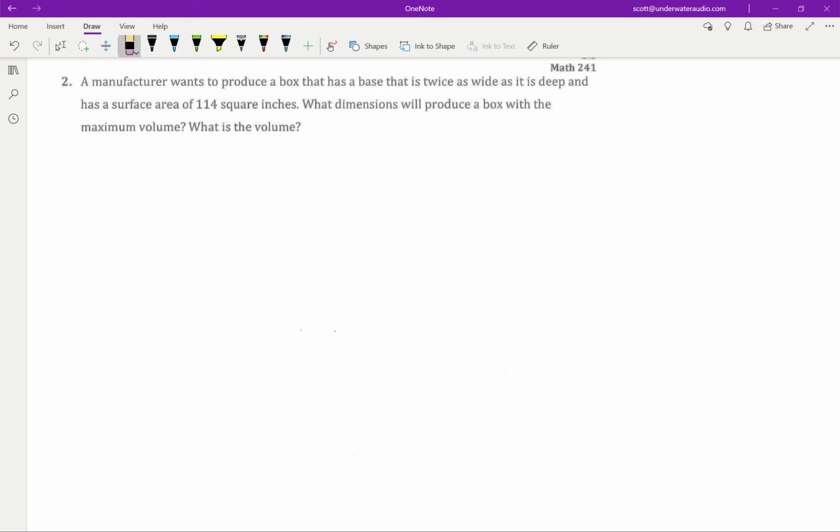All right, problem 2 says a manufacturer wants to produce a box. I'll start by drawing a box. The manufacturer wants to produce a box that has a base that is twice as wide as it is deep.